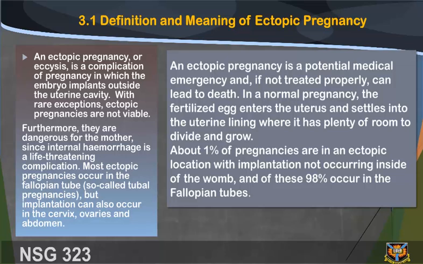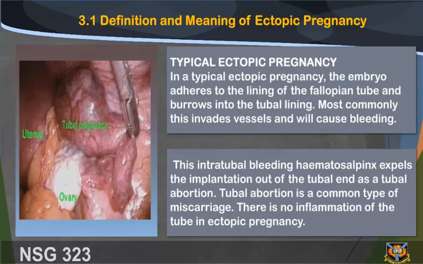In a normal pregnancy, the fertilized egg enters the uterus and settles into the uterine lining, where it has plenty of room to divide and grow. About 1% of pregnancies are in an ectopic location, with implantation not occurring inside of the womb, and of this, 98% occur in the fallopian tubes.